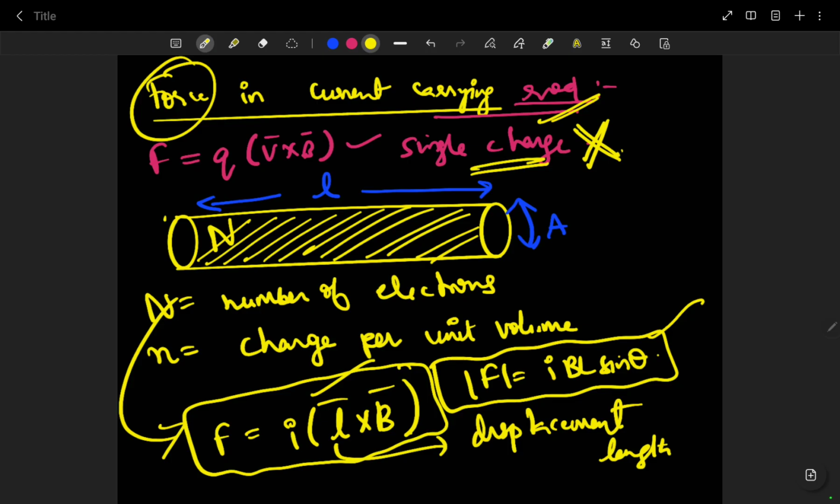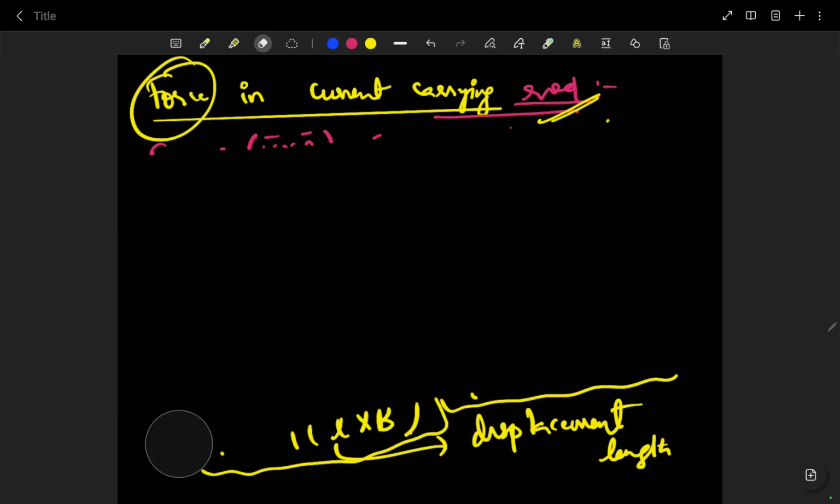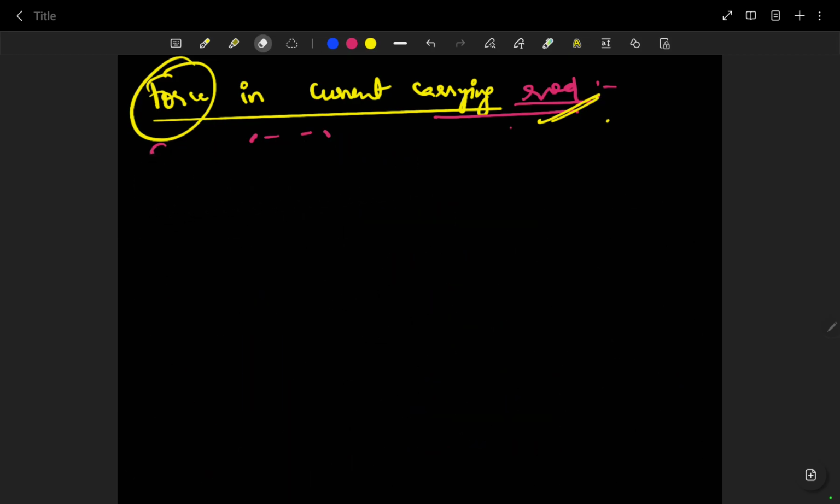Okay, now the next thing that we will be discussing is going to be 1 ampere of current.